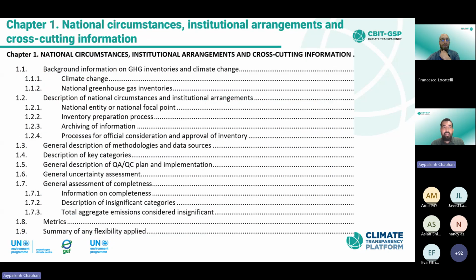Now I will quickly go through this snapshot of the index of chapter 1. As per the MPG, we have covered everything that the MPG mentioned, the information that countries should report in the national inventory document. Basically, how you have prepared the inventory, what the key categories are, QA/QC, uncertainty, just the general information.